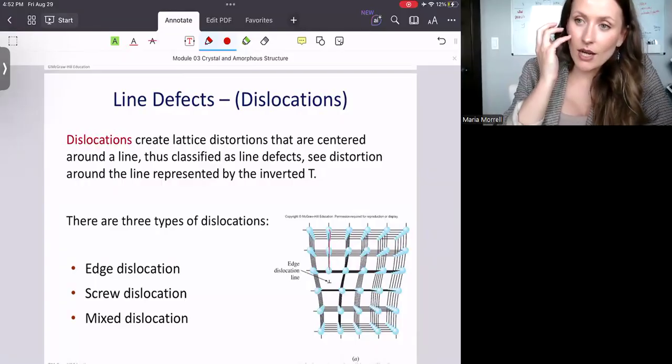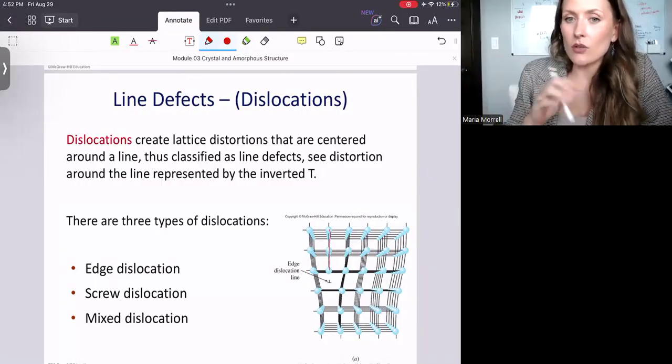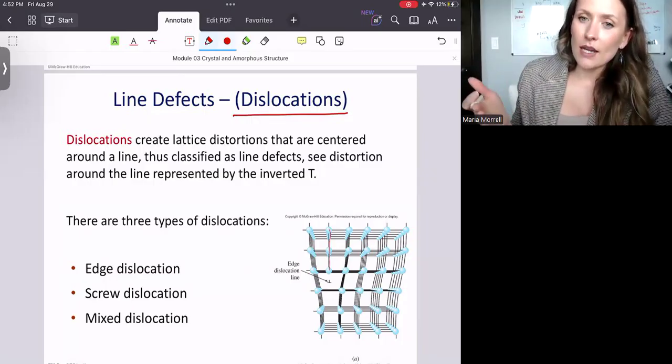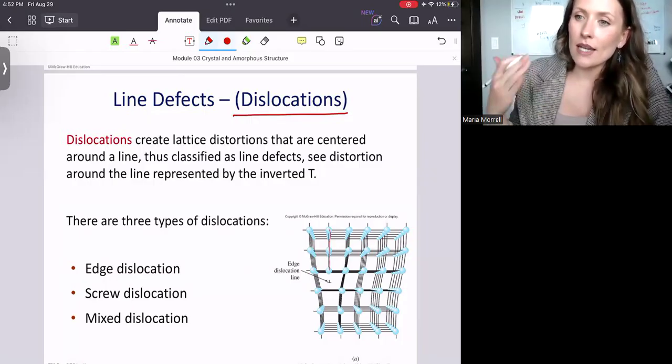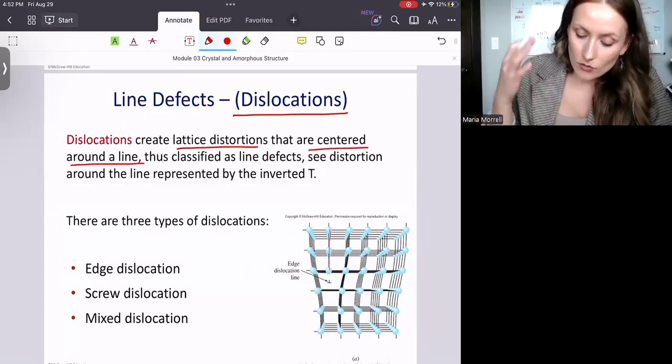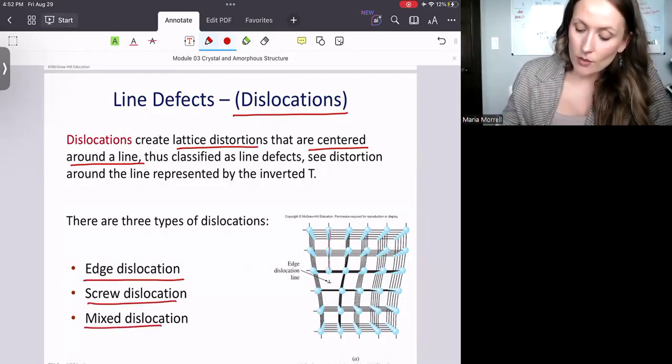So when we talk about line defects, right, it's two-dimensional. We also call this dislocations. And you will often hear me saying dislocations instead of line defects, because that's the proper way to say that. So these are lattice distortions that are centered around a line, and we call it a line defect. It could be either an edge dislocation, a screw dislocation, or a mixed dislocation.